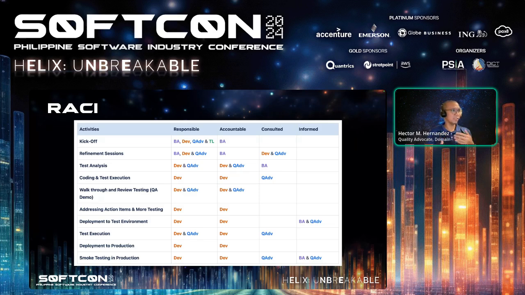So we're looking at the raw test analysis. During the coding and testing, test execution is the dev. And the quality advocate is always there to be consulted. In the test execution, upon deployment to the test environment, in my team, responsible is the dev and quality advocate. But ultimately, who's accountable is the dev. But the quality advocate is partly responsible in making sure that the test execution happens.